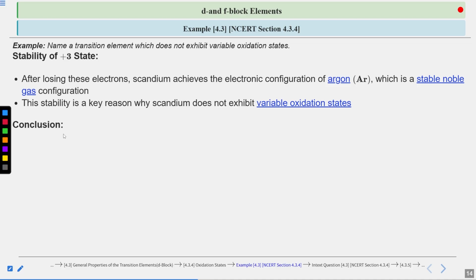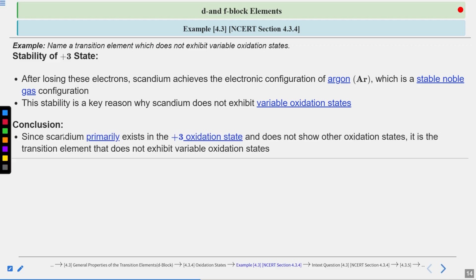The conclusion: since scandium primarily exists in the +3 oxidation state and does not show other oxidation states, it is the transition element that does not exhibit variable oxidation state. So this is going to be our answer, that is scandium.